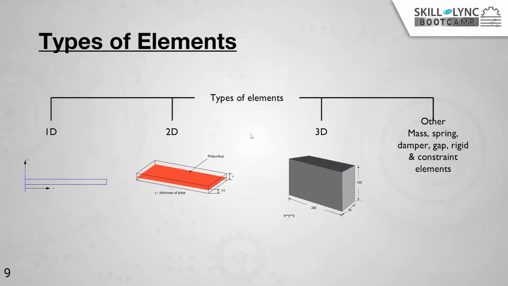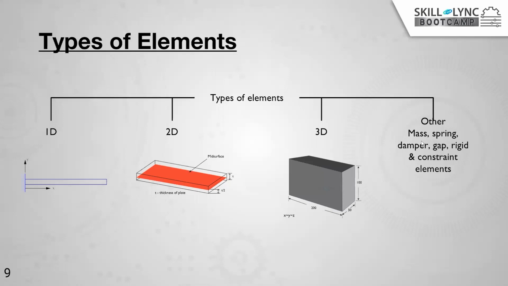So there are different types of elements: 1D, 2D, 3D, and others. I'll explain these three element types in the upcoming slides. So let's start with others. Okay. In the others, there are mass, spring, damper, gap, and rigid and constraint elements. So mass element. I'll just give you an example. Suppose you want to analyze a stool on which a particular weight is placed. The design engineer asks you to see the stresses in the stool when you are putting a weight of 100 kg on the stool.